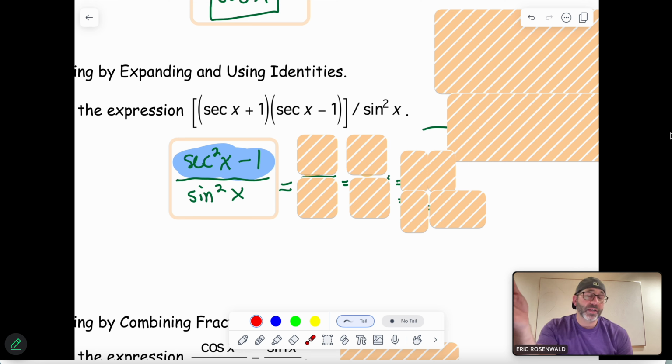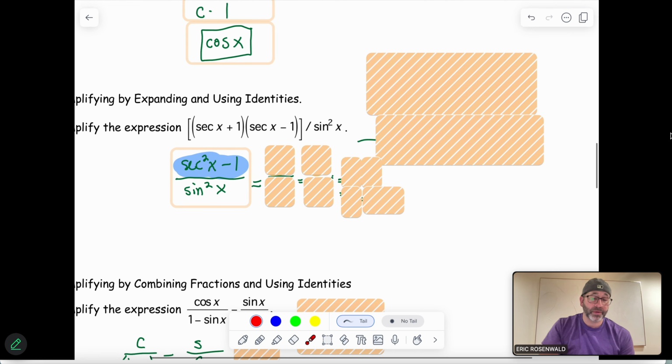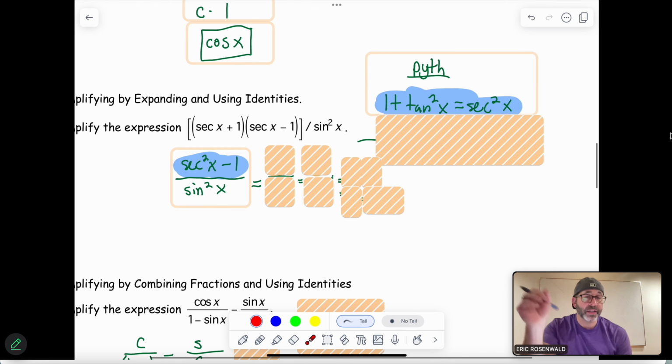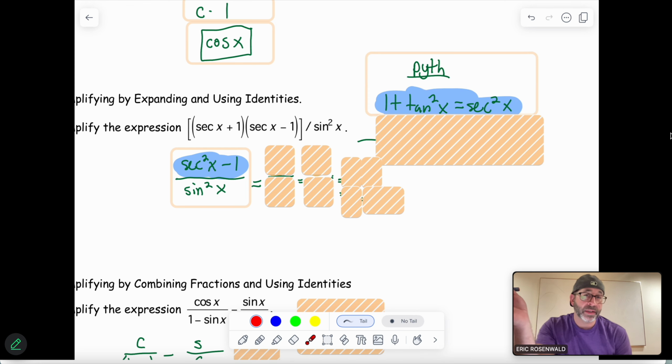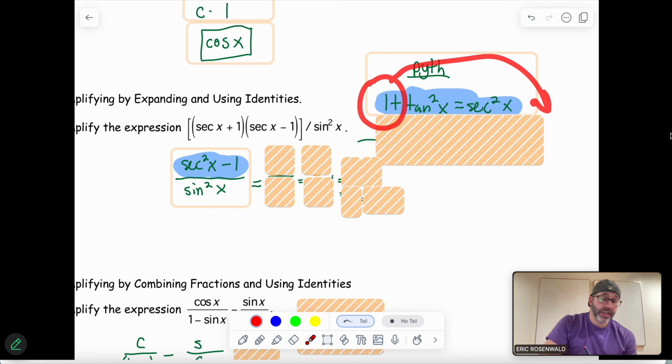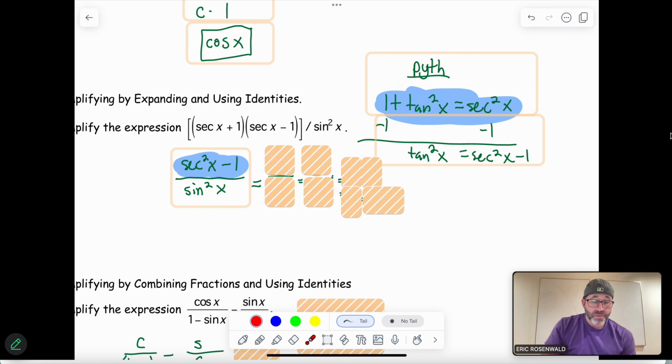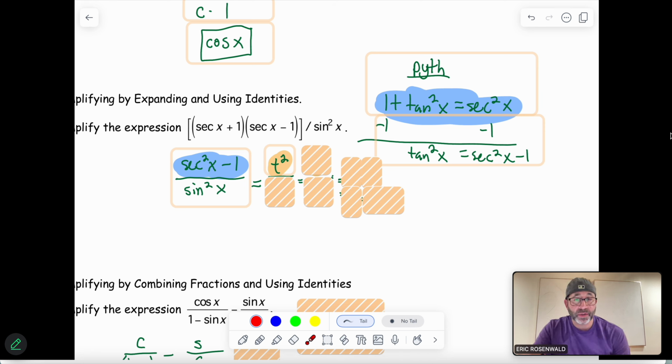Secant of x plus 1 doesn't really help me anywhere in my problems here, right? If we look at my identities, that's nowhere to be found. But the secant squared x minus 1, it actually is somewhere to be found, because this is one of my Pythagorean identities. If I take this 1 and move it over to the right, we end up with the tangent squared of x. And so I can use this. I now know that this is equal to tangent squared instead of my secant squared x minus 1.